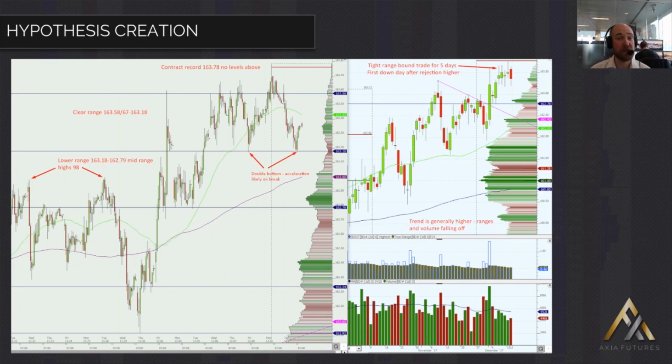At the moment it doesn't want to do anything, so we're only going to see change if we break out of this range. To the upside there's not a great deal. Above 67 you've then got the highs of this contract at 78, and there are no more levels in this contract, so quite hard to pick areas beyond there.